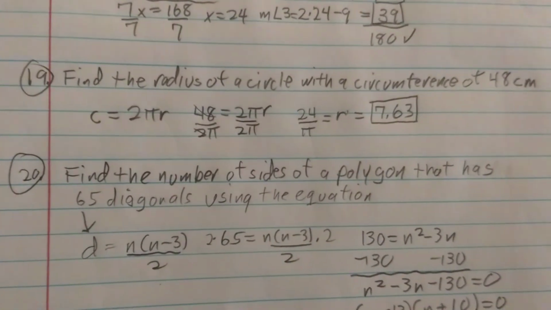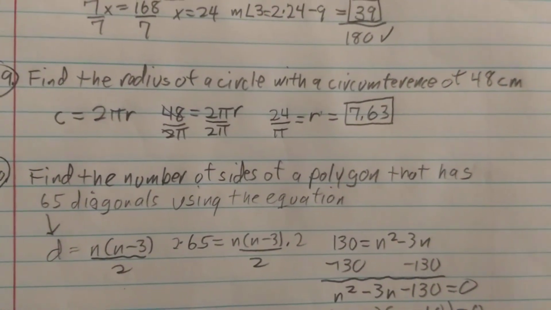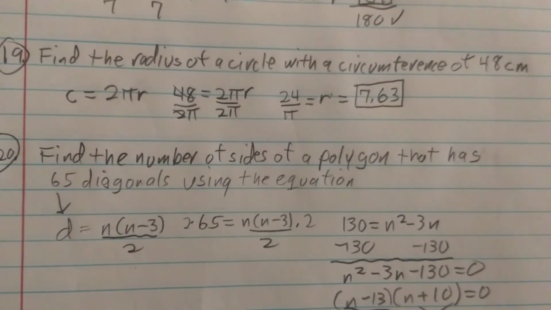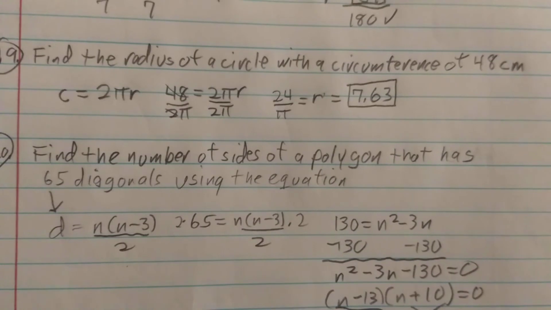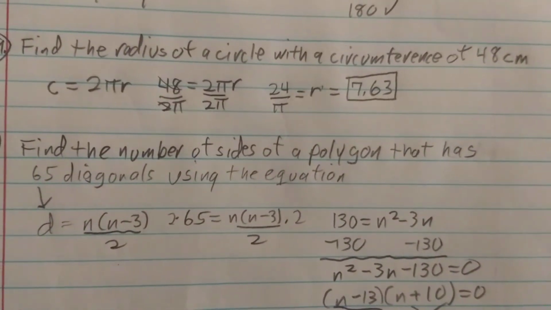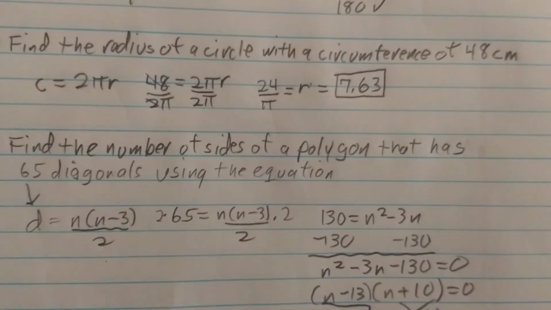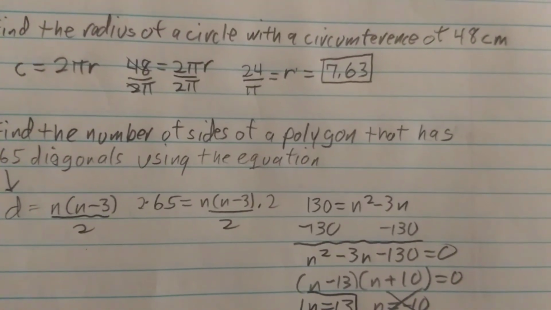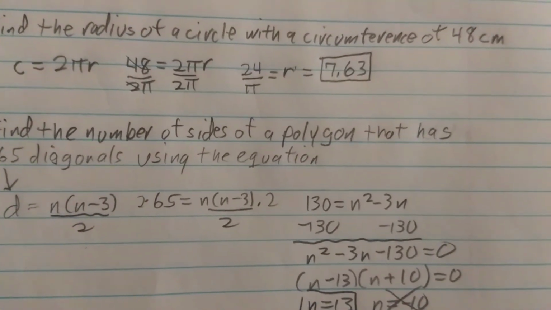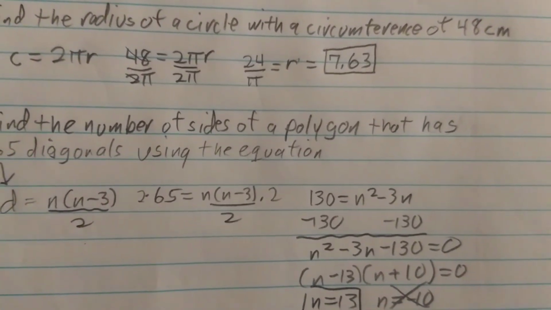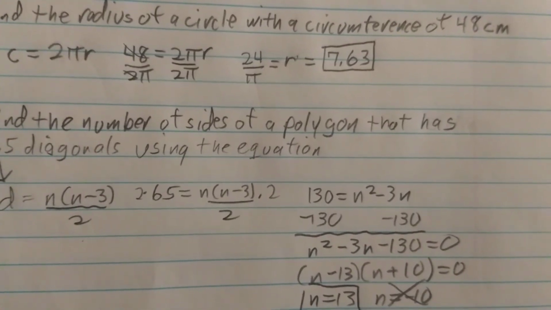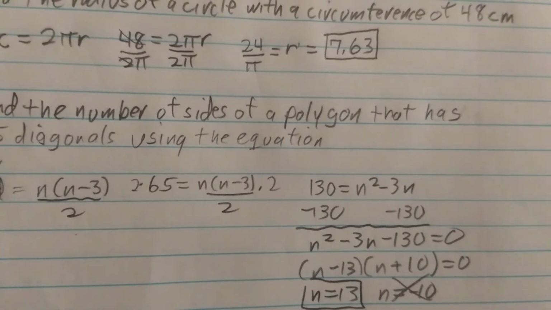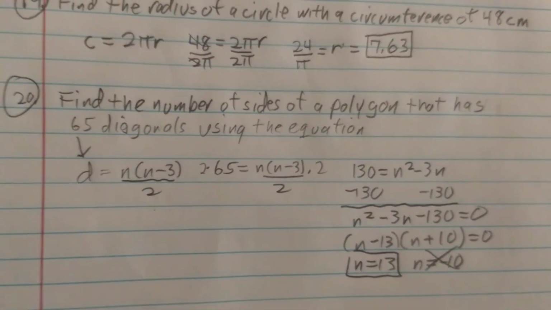Now number 19 is to find the radius of a circle with a circumference of 48. So now the equation for circumference is C equals 2πr. Plugging in 48 for C, we have 48 equals 2πr. Dividing both sides by 2π, and simplifying 48 over 2, we have 24 over π, but we need to use the pi on the calculator, not 3.14. So 24 divided by the pi in the calculator comes out to 7.63 to 2 decimal places.